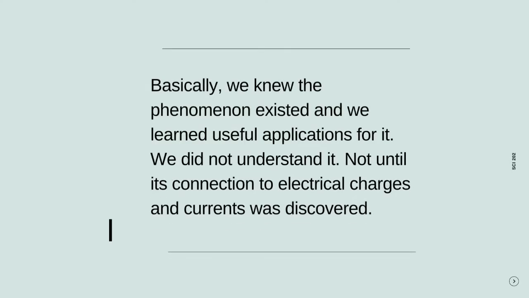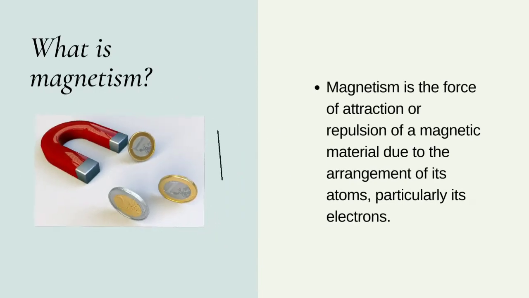Basically, we knew the phenomenon existed and we learned useful applications for it. We did not understand it, not until its connection to electrical charges and currents was discovered. What is magnetism? Magnetism is the force of attraction or repulsion of a magnetic material due to the arrangement of its atoms, particularly its electrons.